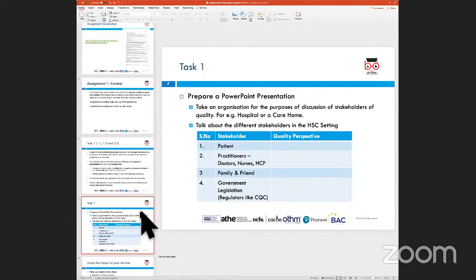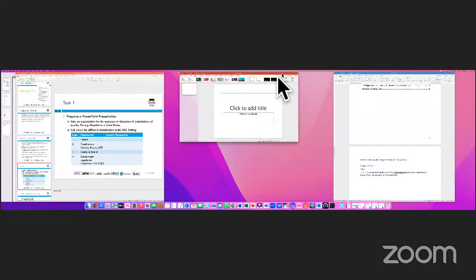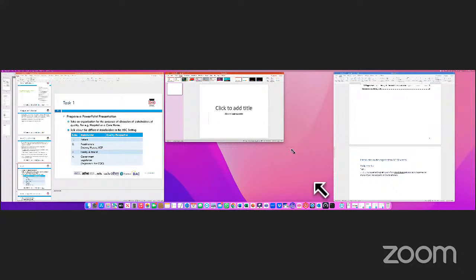Now, if I look at how you would go about compiling the evidence for this task, task 1 talks about a PowerPoint presentation. So let me show you a full version of the screen, so that you are aware of how we go about creating this presentation, just like we've done in the case of a Word document. Let me share my full screen. You should now see 2 PowerPoint presentations and the Word document that we created.